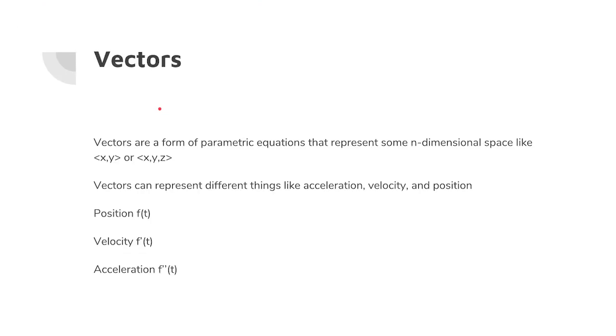Vectors are essentially just the form of a parametric equation where you're given a parameter and then an x, y, or an x, y, z for any n-dimensional space. Vectors can represent position, velocity, acceleration, and they can be thought of like position being the original function, velocity being the first derivative, and acceleration being the second derivative.